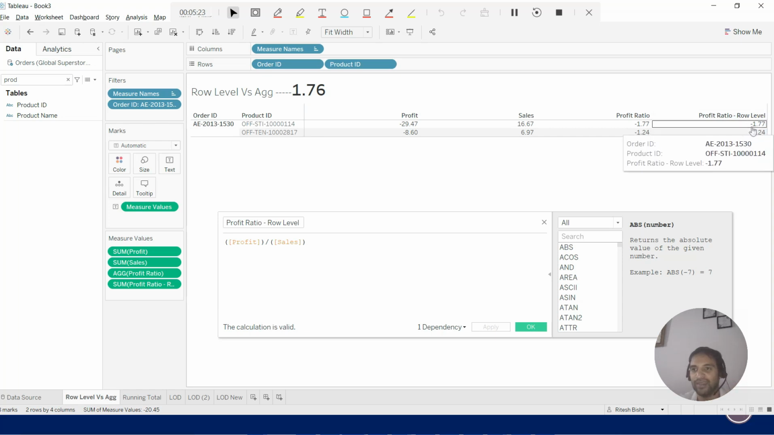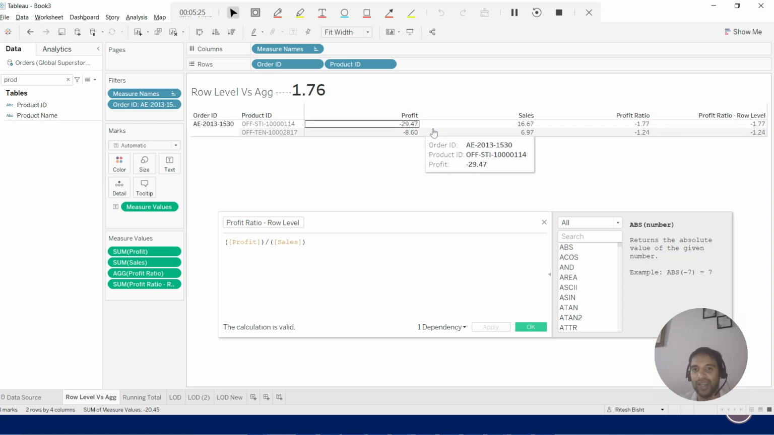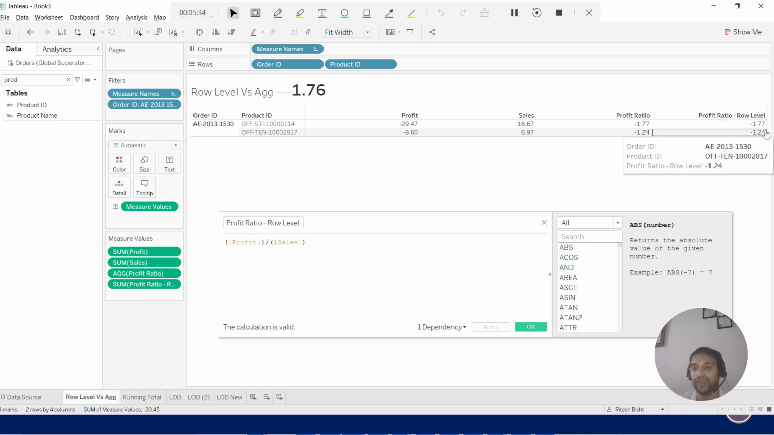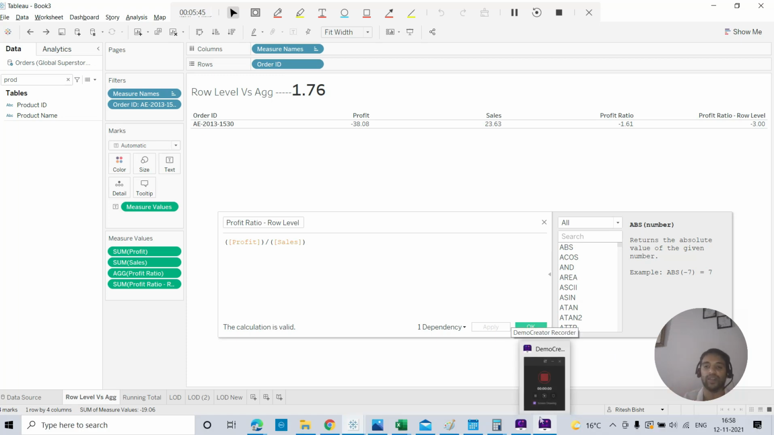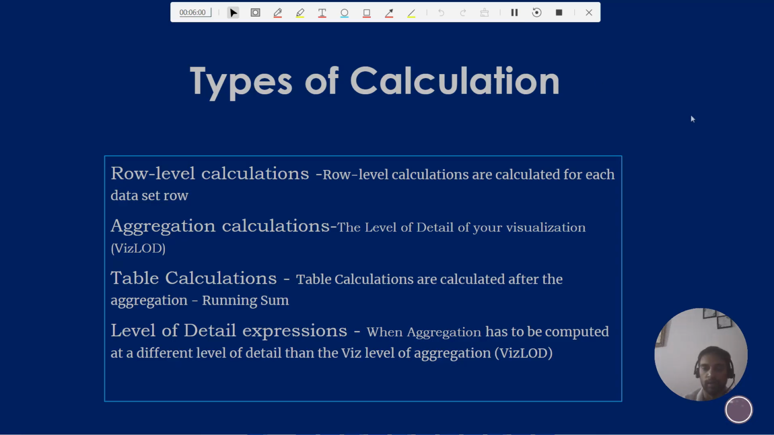So if you see minus 1.77, that is 29 divided by 16, 1.77, and minus 8.6 divided by 6.97, that is minus 1.24. Now if you do aggregation after the row level calculation, it will get you 1.77 and 1.24, so it will be 3 over there. So that's the difference. When you say row level calculation, it will act on each and every row over there. Okay, fair enough.